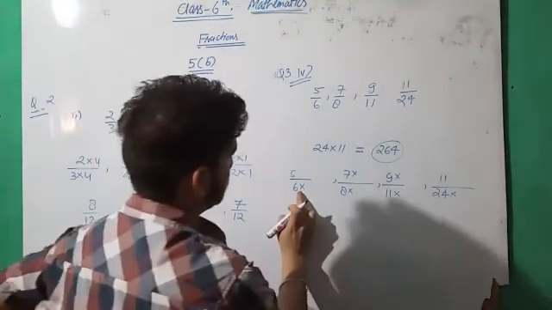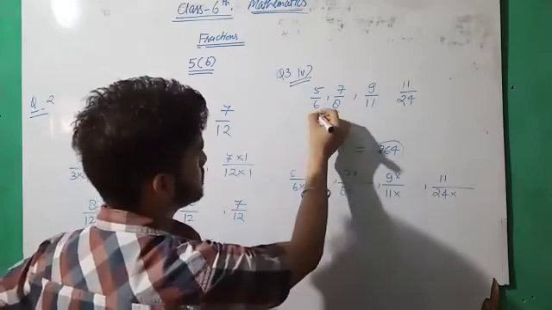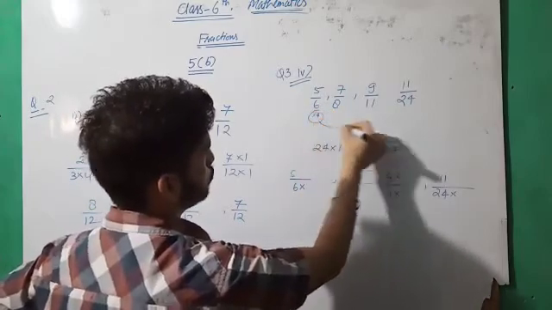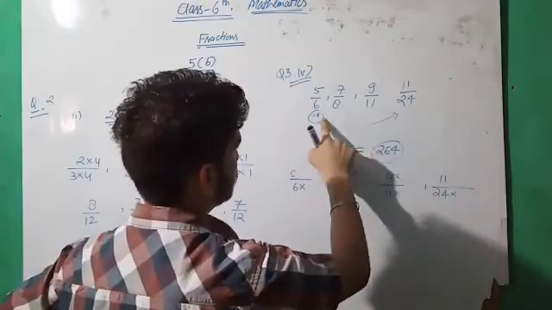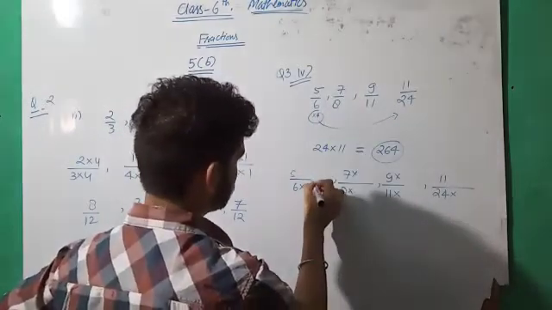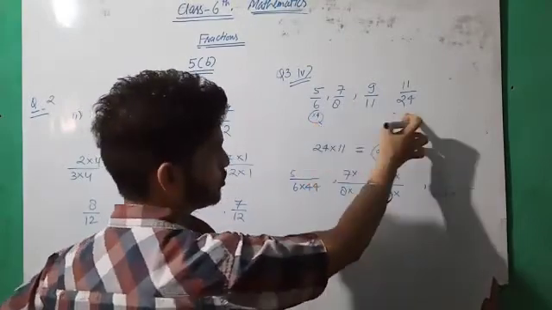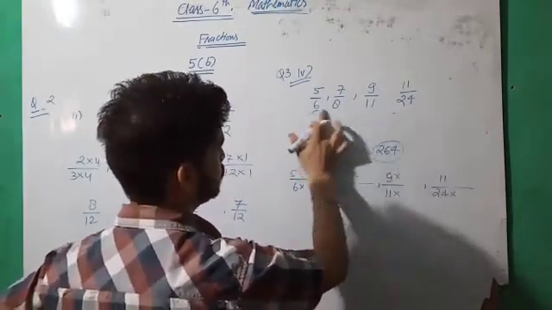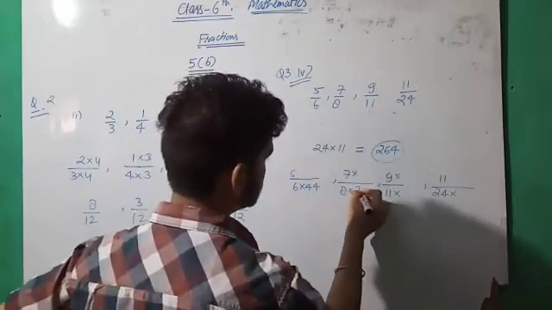We have to multiply 6 by 4. 6 into 4 means 24, then 11. So 24 into 11, so multiply by 44. Why is it so? Because first of all we have to make it 24, so multiply by 4, then 11, so 4 into 11. Then here we have to multiply by 33. 3 into 11 means 33.